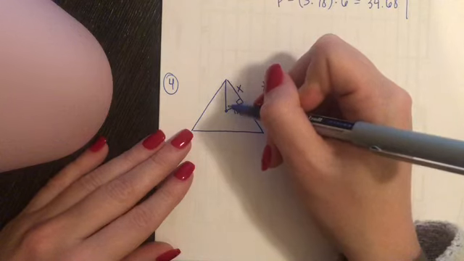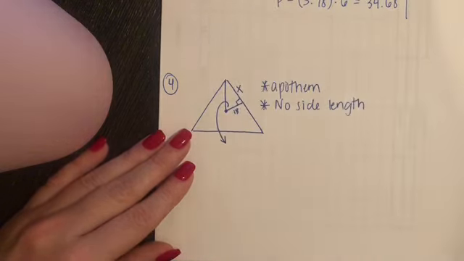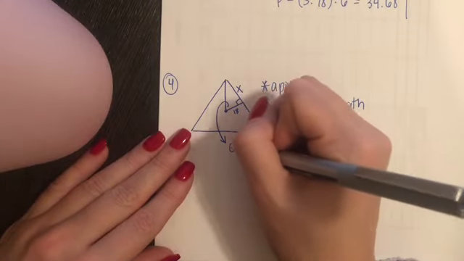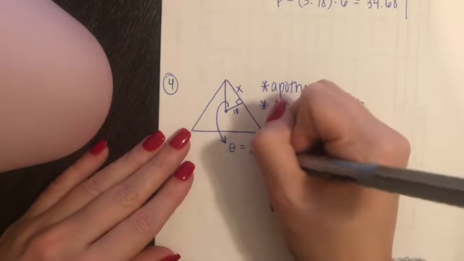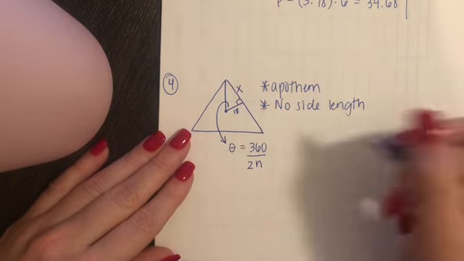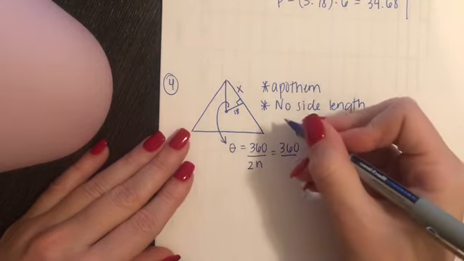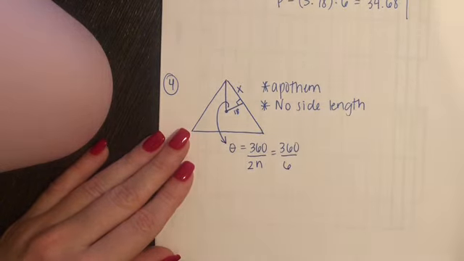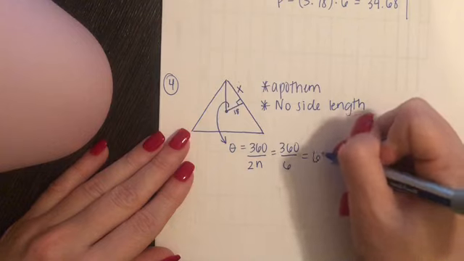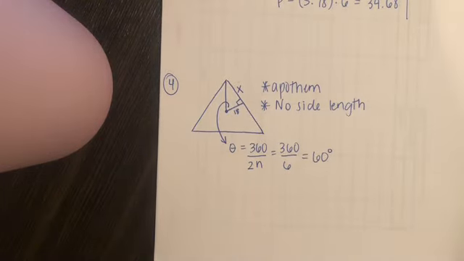In order to use my trig function, I have to know theta. So let's go ahead and calculate theta down here. Remember, to calculate theta, it's 360 divided by 2 times the number of sides. Well, since this is a triangle, that's 360 divided by 6. All right, it looks like theta is going to be 60 degrees.